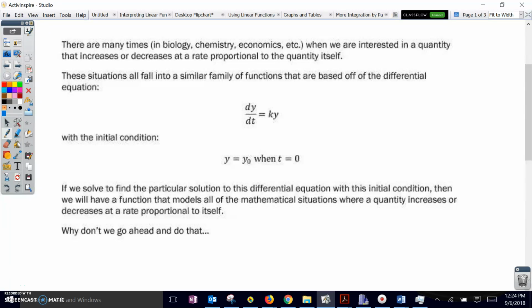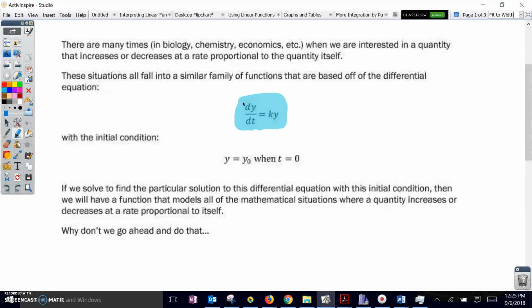Alright, in this video we're looking at exponential growth and decay. The big idea here is that we have many situations where a quantity increases or decreases at a rate proportional to the quantity itself. And there are a wide variety of applications for this. But what that means is that they're all modeled with this kind of differential equation.